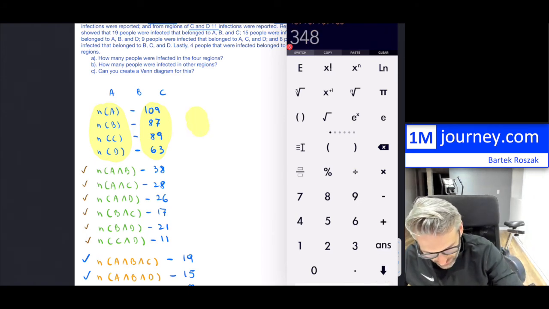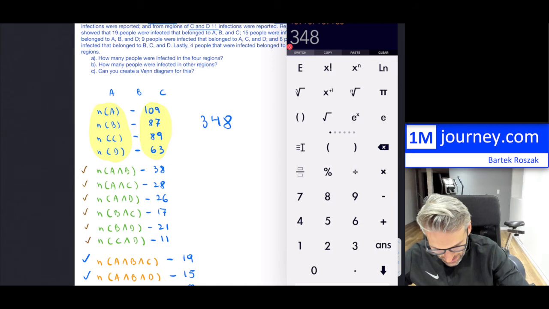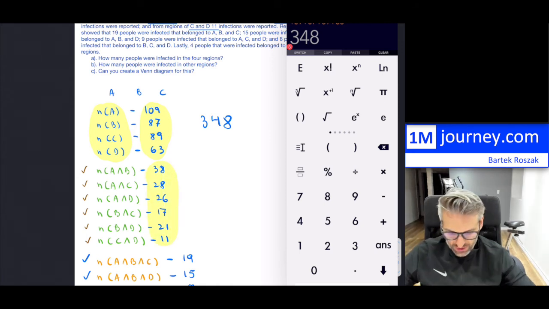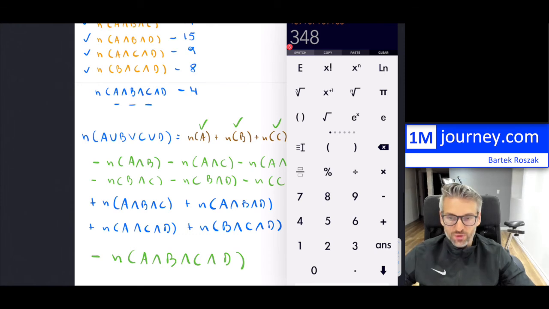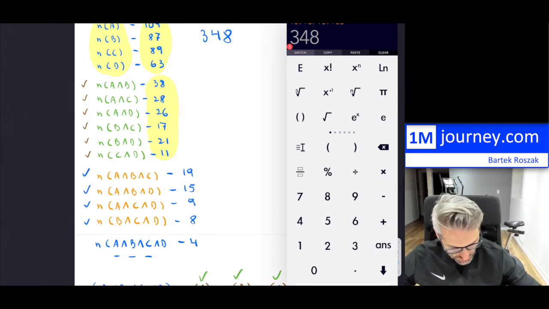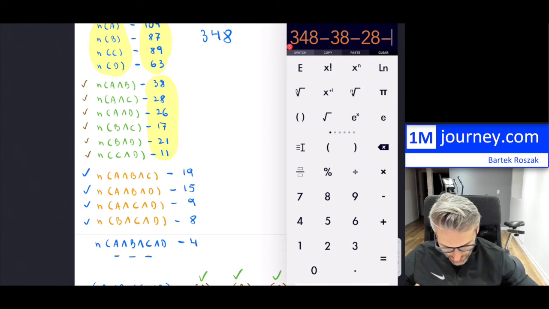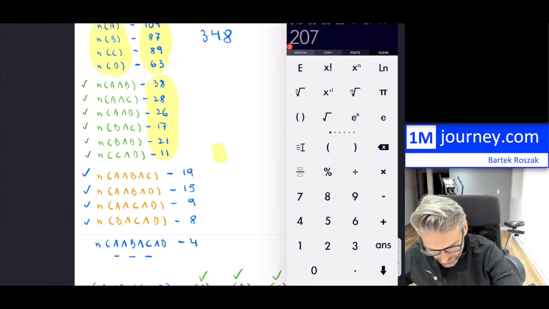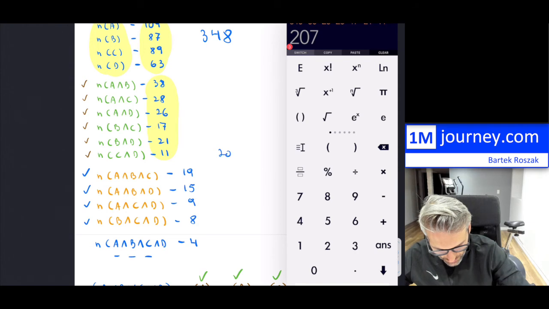Okay, so that's 348. Now, these we have to subtract because they were double counted. That's what this shows us. The intersections between them, we have to subtract: minus 38, minus 28, minus 26, minus 17, minus 21, minus 11. All right, so far it's 207, after adding these and subtracting these.